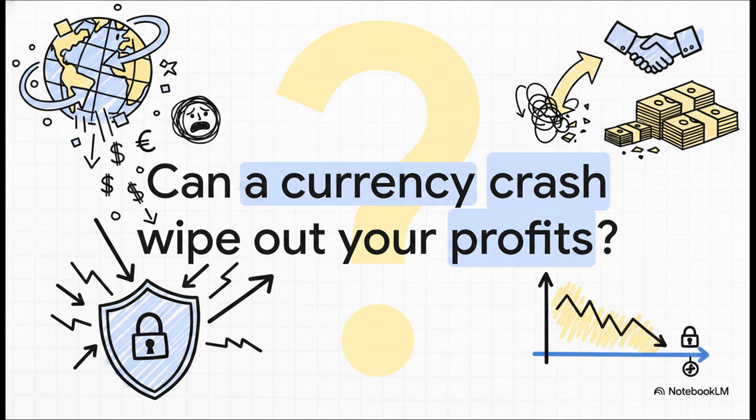Picture this. You secure a massive international contract. But between the handshake and the final payment, exchange rates violently swing against you. Suddenly, your huge profit turns into a devastating loss. Well, what if I told you there's a financial shield out there that can completely neutralize this risk?